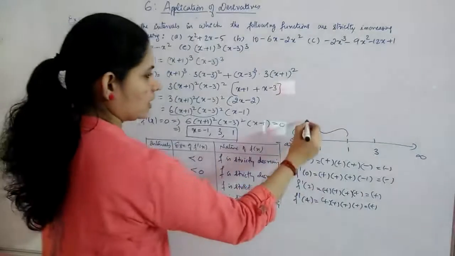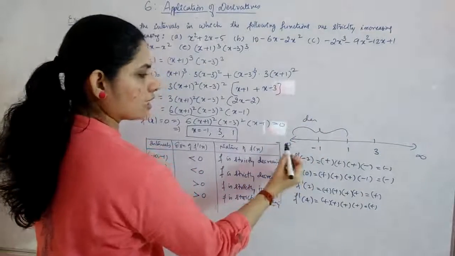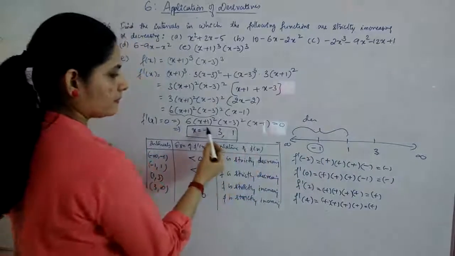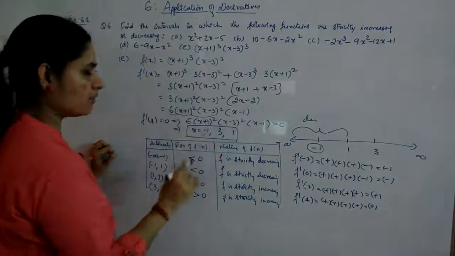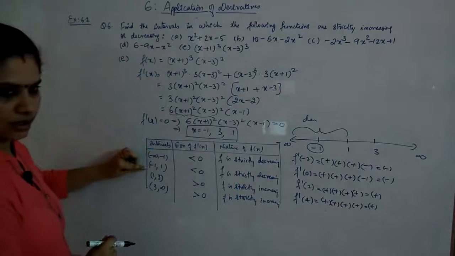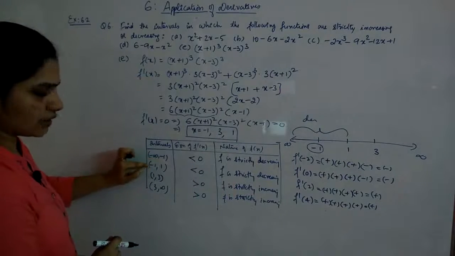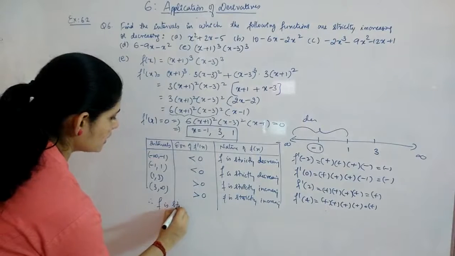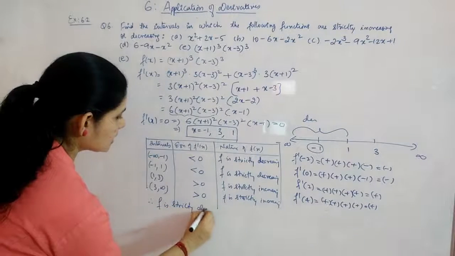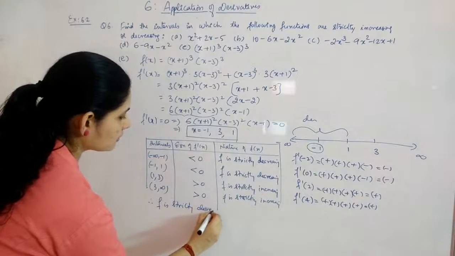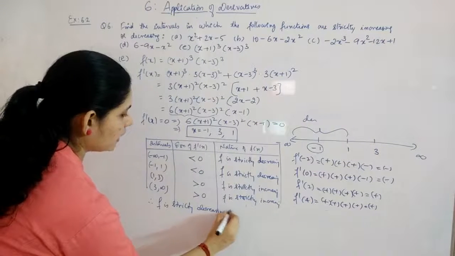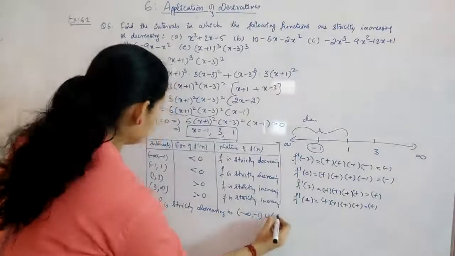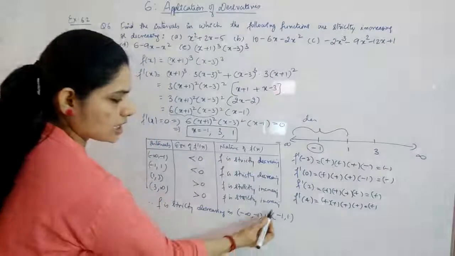It is strictly decreasing, but we cannot write like minus infinity to 1. Why? Because this minus 1 is a critical point. So you have to write this interval union this only. You cannot mention minus 1 or include minus 1. Okay. Therefore, f is strictly decreasing in minus infinity to minus 1 union minus 1 to 1. Because these are open intervals.